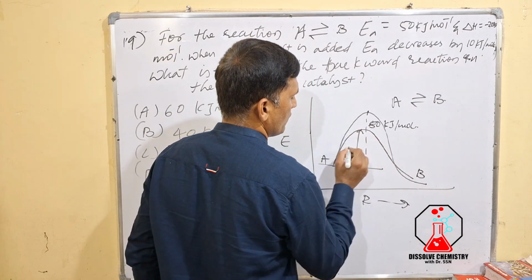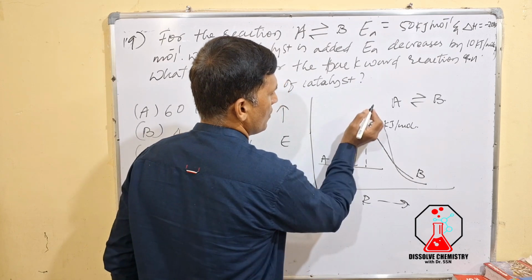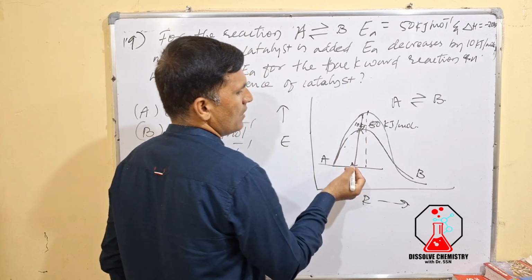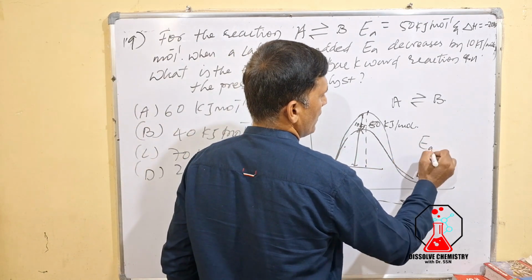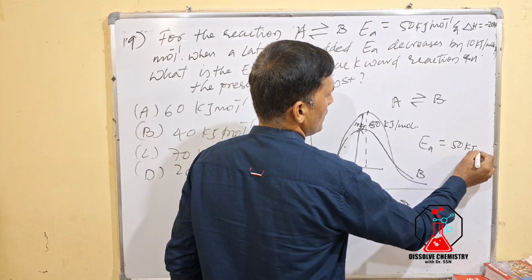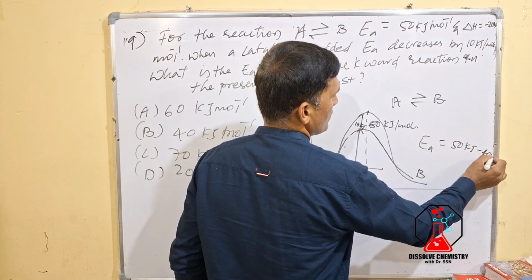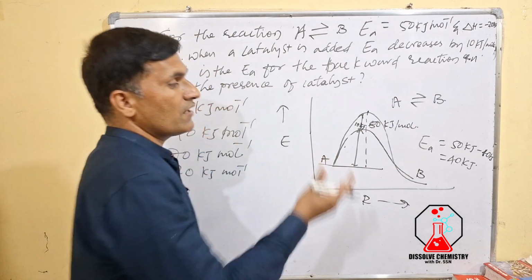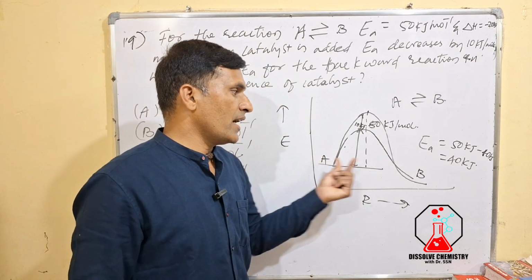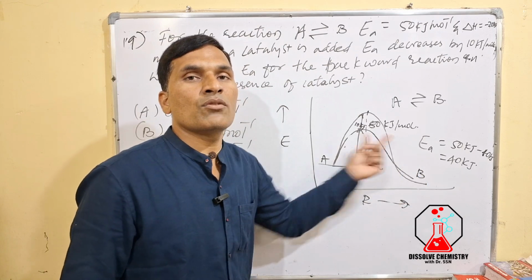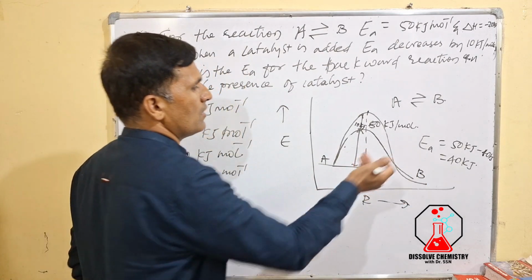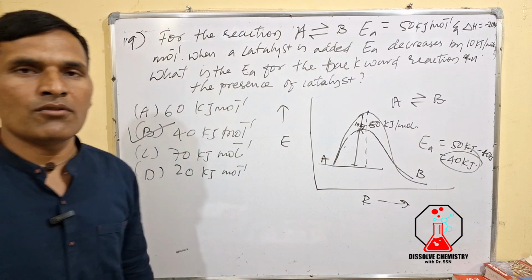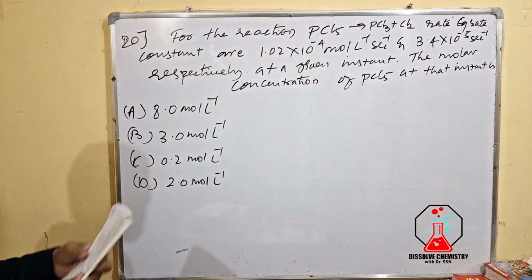So you will have the energy of activation from here to here, and that is 10 kilojoules less. So 10 kilojoules is being reduced. Therefore EA is equal to 50 kilojoules initially, minus 10 kilojoules reduced when the catalyst is added, so it comes out to be 40 kilojoules. And the energy of activation of conversion of B to A or A to B will be the same. So for the reverse reaction it is also 40 kilojoules, and your option is B. I hope you have understood this one. Let us move on to the next question.